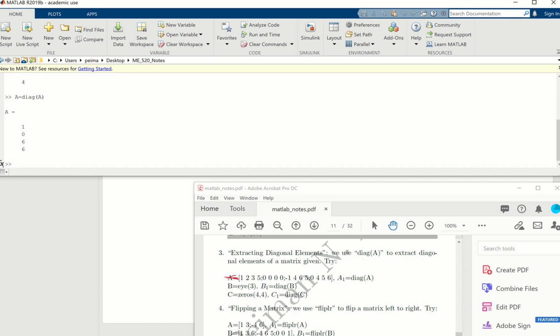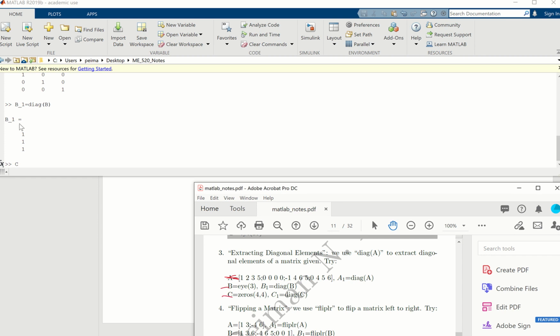Understand? It's very interesting. So say B is another identity matrix, 3 by 3. If I say find for me B1 is diag of B, you're going to see what? As I taught you right now, you're going to see 1, 1, 1. You have to see. Understand? But if you see, I'm following the notes, guys, look at here.